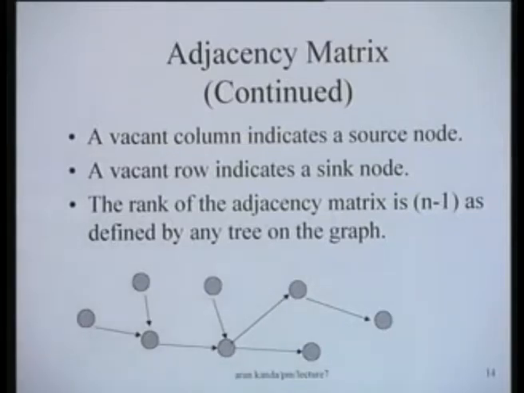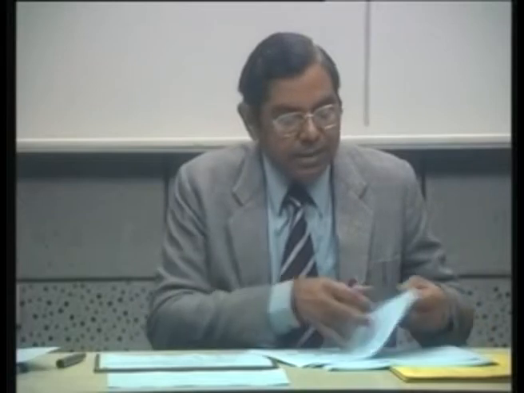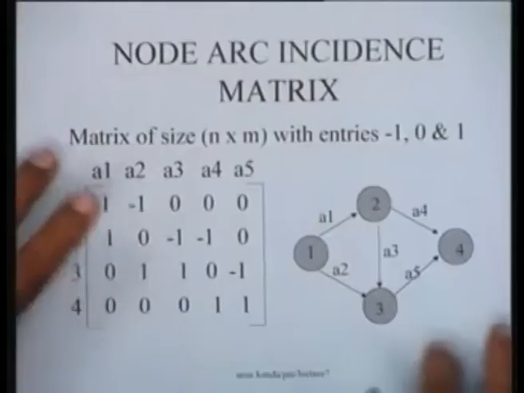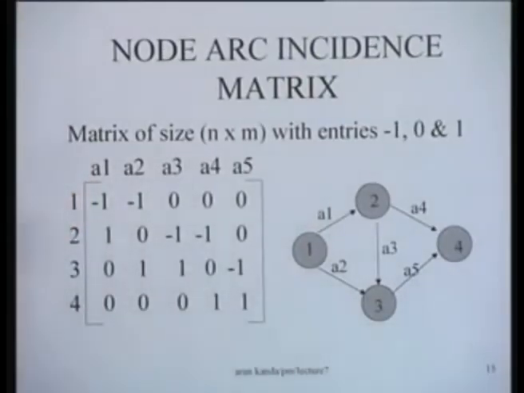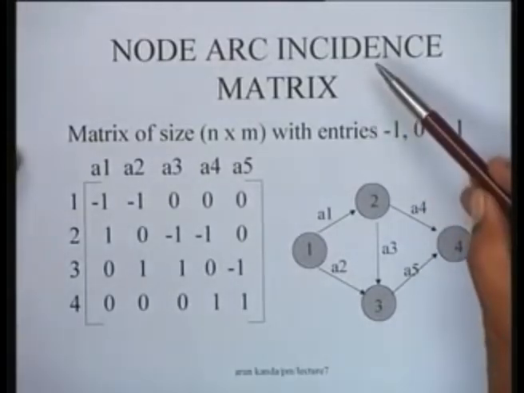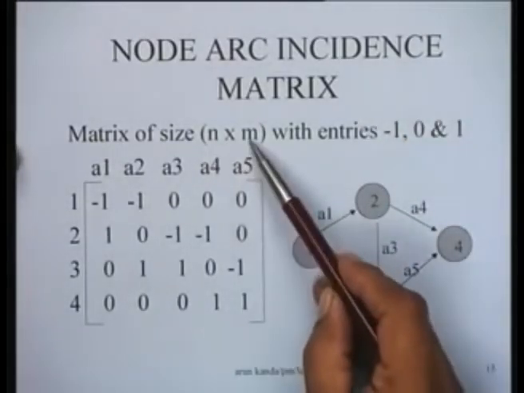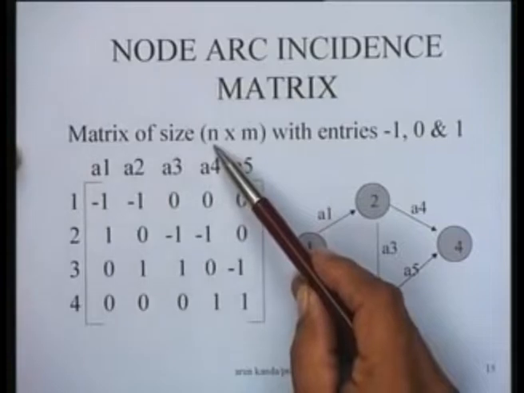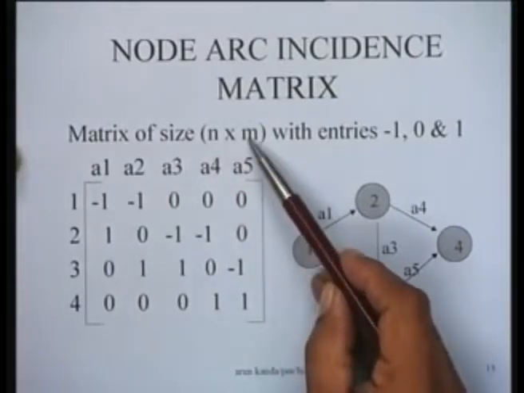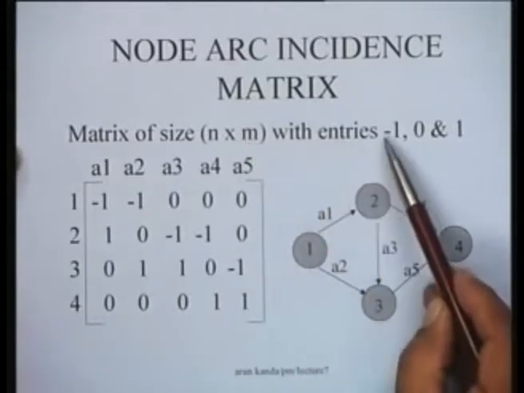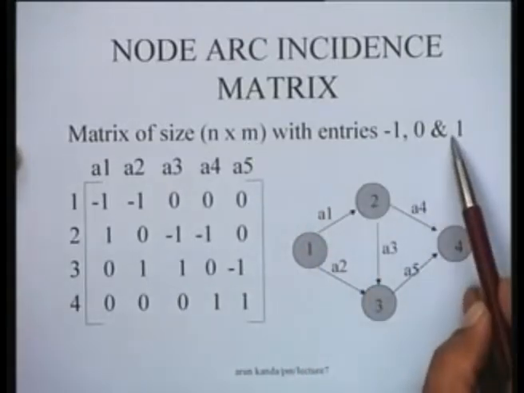Another matrix which is often used in defining a project network is called a node arc incidence matrix. Let's look at a node arc incidence matrix. A node arc incidence matrix is a matrix of size n by m, where n is the number of nodes and m is the number of arcs in the network. And it has entries of minus 1, 0 and 1.